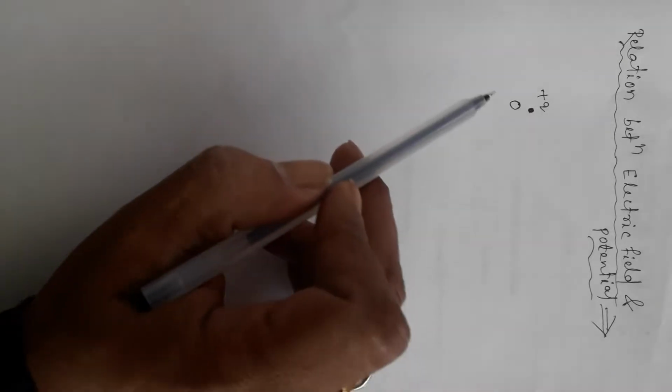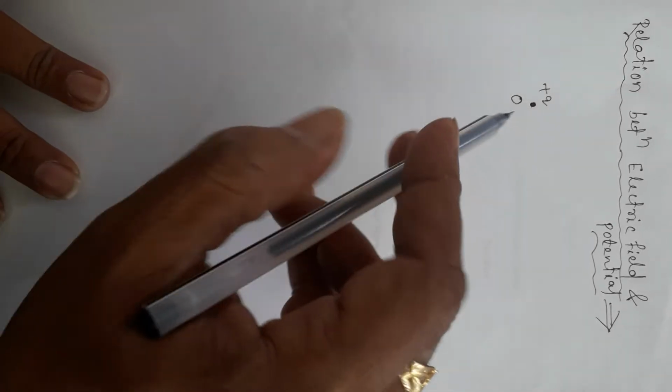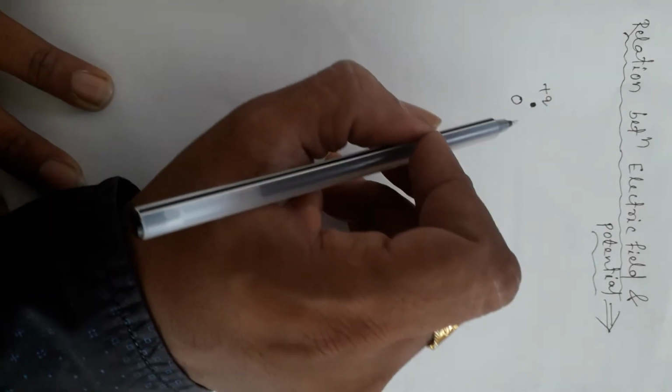Hi dear students, in the previous lecture we discussed electric potential at the axial line, electric potential at the equatorial line, and electric potential at any general point. Today we will discuss the relation between electric field and electric potential.